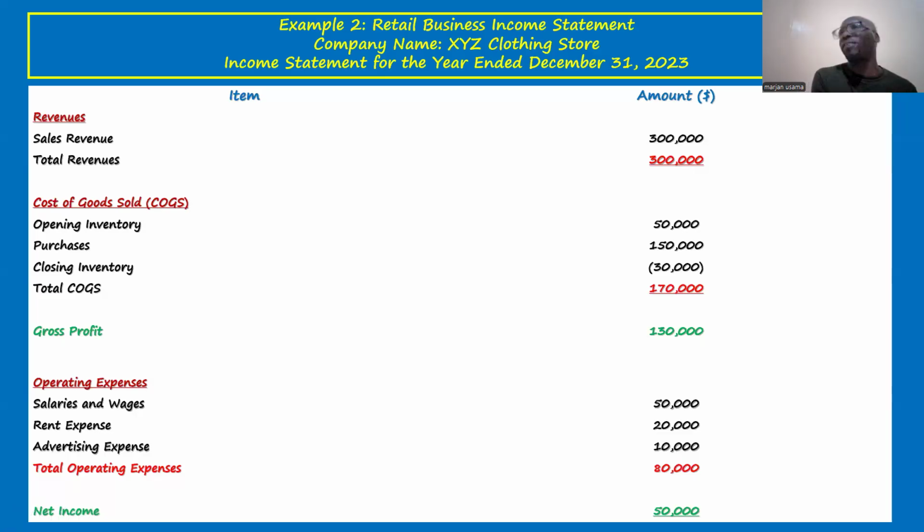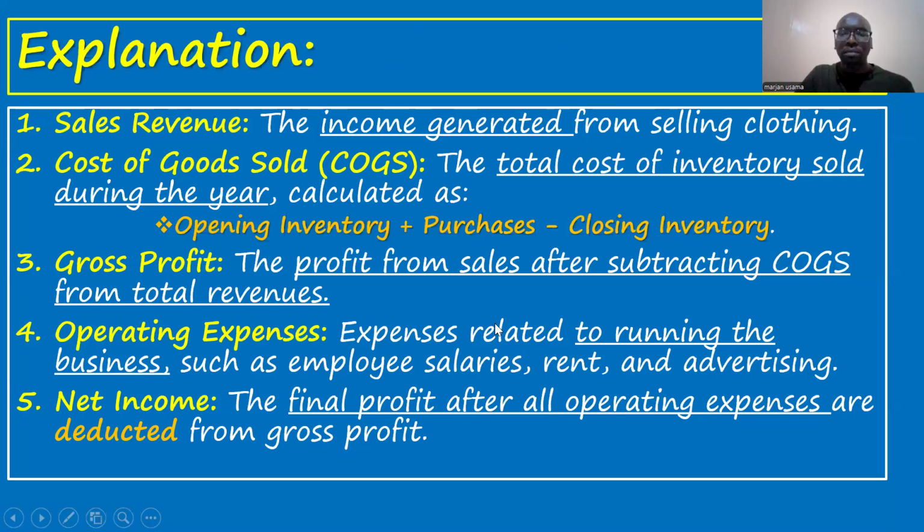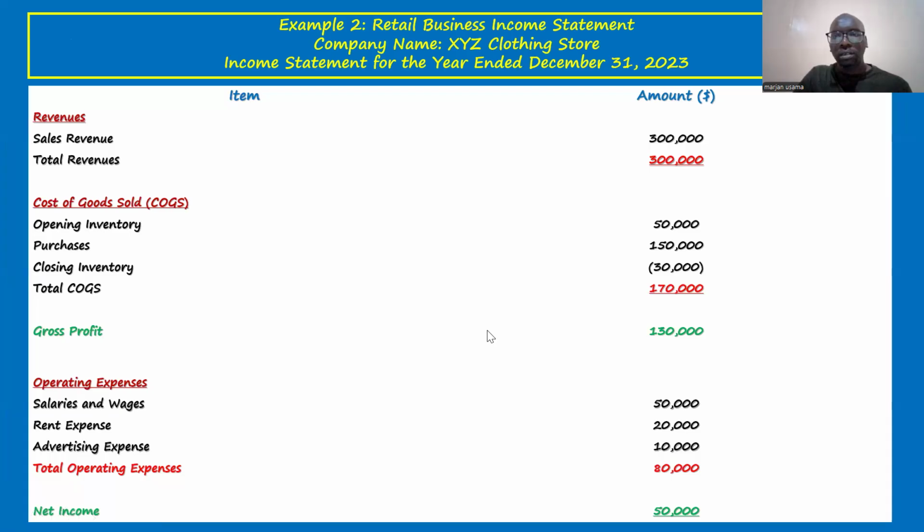Now, number two here, this is a company that is dealing with products. The first one was service. Now this one is dealing with products. So there is a slight difference. So number one, we have the revenues.